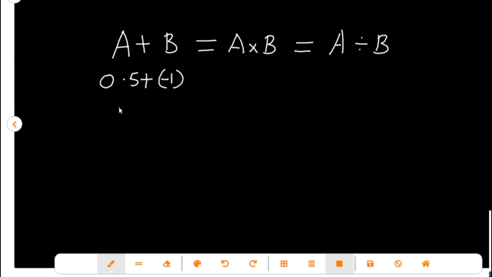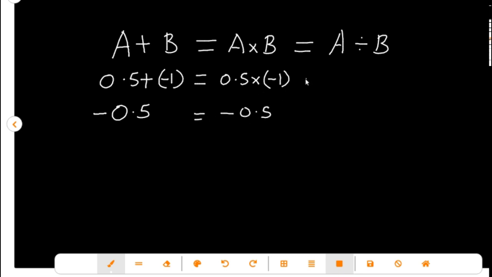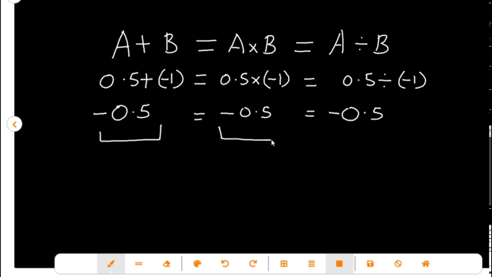-1. Okay, so this will become 0.5. Now bigger value is minus, so it will become minus. Okay, now again 0.5 multiplied by -1, which is equal to minus 0.5. The next one is 0.5 divided by -1, so this will also become minus 0.5. So hence we proved our value. The answer to this equation will be a equal to 0.5 and b is equal to -1.